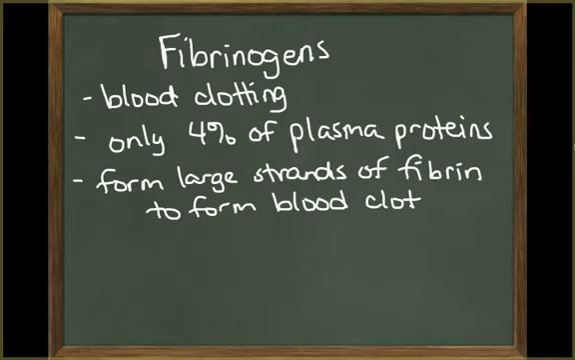Fibrinogens function in blood clotting and account for only 4% of the plasma proteins. When fibrinogen molecules interact, they form large, insoluble strands of fibrin that form the basic framework for a blood clot.